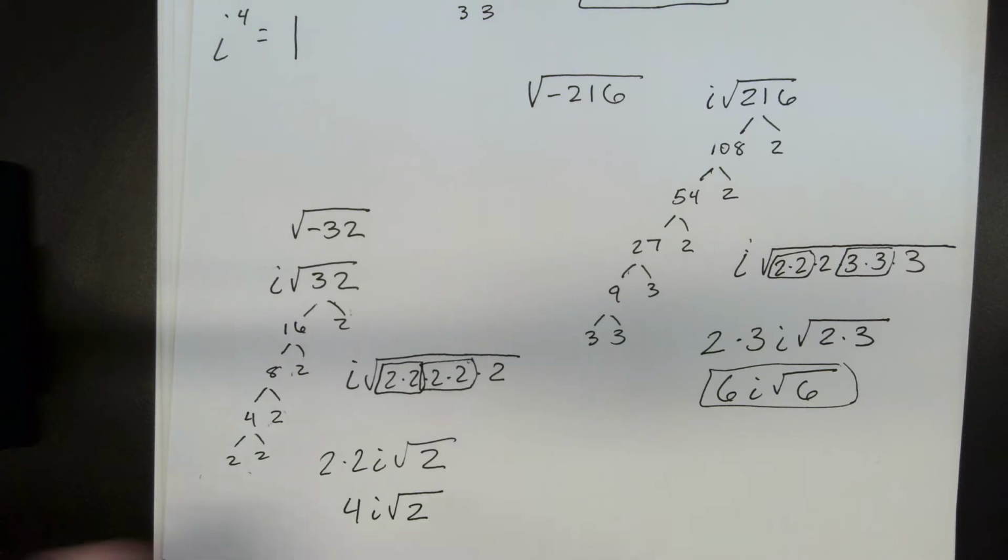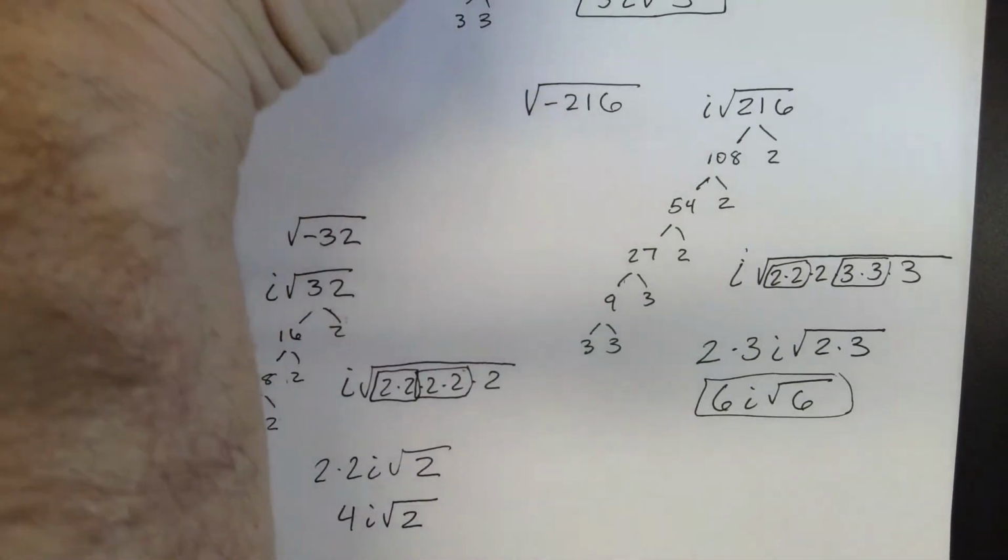Good. Okay, next thing we're going to talk about is how to multiply using i. So that's where i comes from. i comes from the square root of a negative. Okay, so now we understand where i comes from. Now we're going to understand how to do mathematical properties with i.